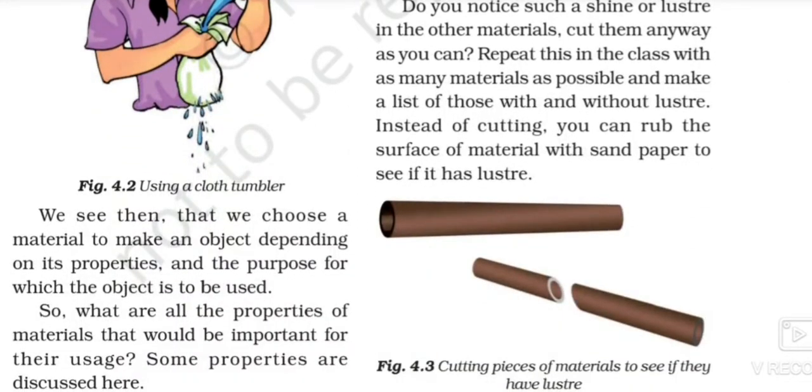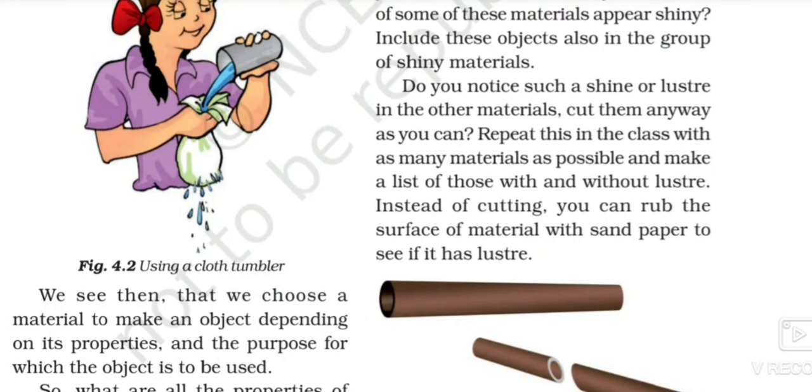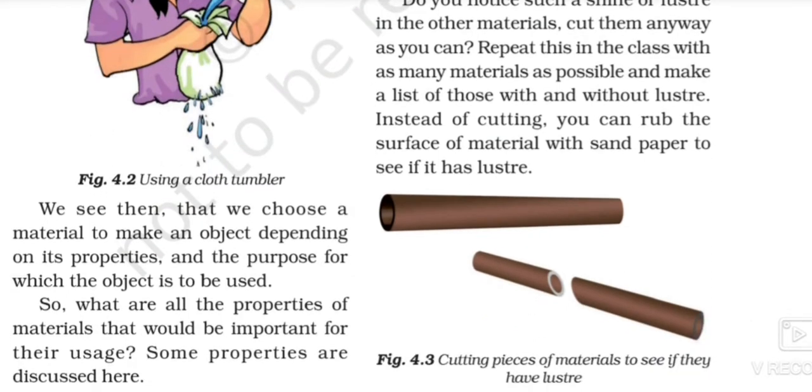So we see that we choose a material to make an object depending upon its property and the purpose for which the object is to be made. So using a cloth tumbler is very silly because water will not be held in a tumbler made up of cloth. Also, if the tumbler is made up of a piece of paper, will it hold the water? No, water will not be held in a tumbler made up of paper. So from this you understood that the choice of a material for making some of the objects depends upon its property and also the purpose for which the object is to be used.